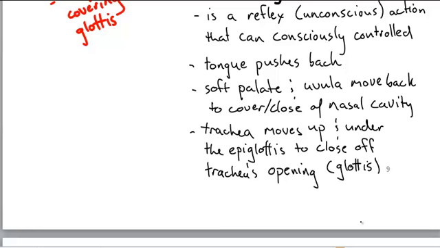And now the tongue continues to push back and forces the bolus down the esophagus.